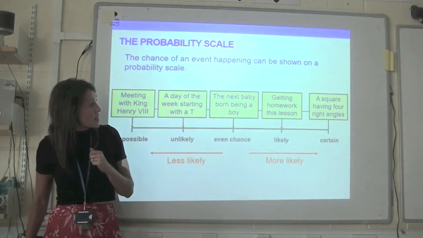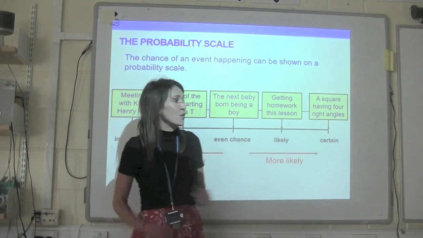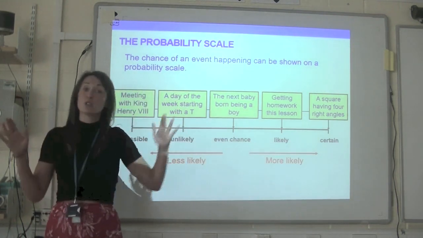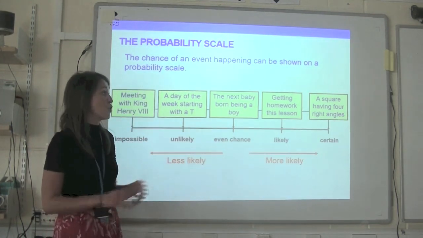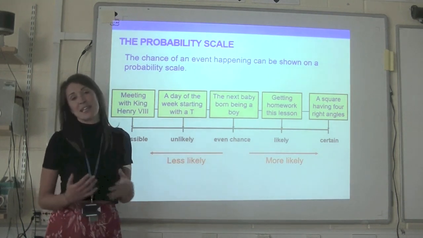And something that is certain is a square having 4 right angles. A square, all squares by definition have 4 right angles, so that means that that statement is certain.